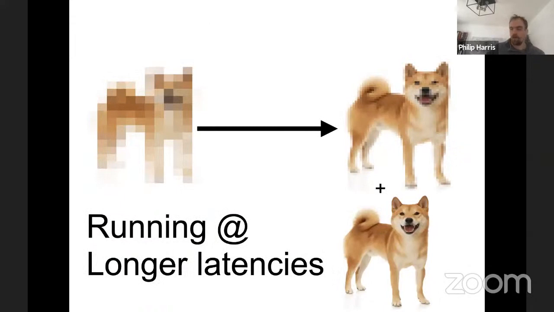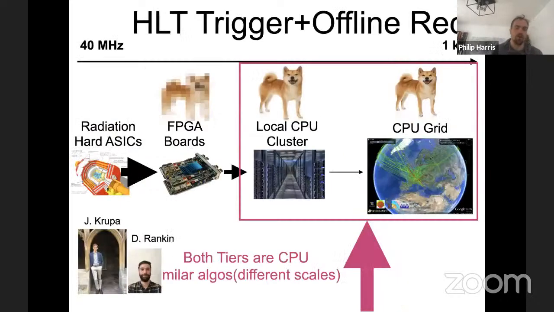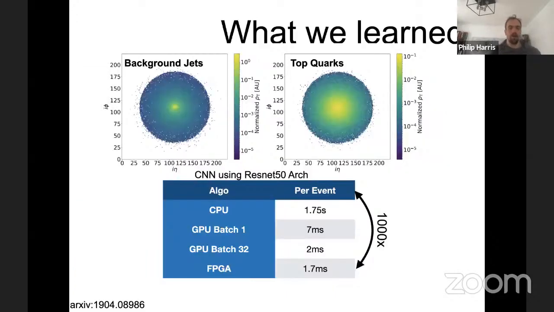Now let me talk a little bit about how we process data with longer latencies. A lot of this work has been done by my student, Jeffrey Krupa, and my postdoc, Dylan. I'm going to talk about the second and third tiers of processing at the LHC. At the moment, these are conventional CPU clusters. One does a fast reconstruction, one does a slow reconstruction. We wanted to see how FPGAs and GPUs could be interfaced in this.